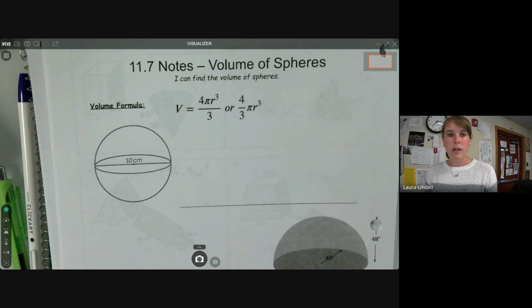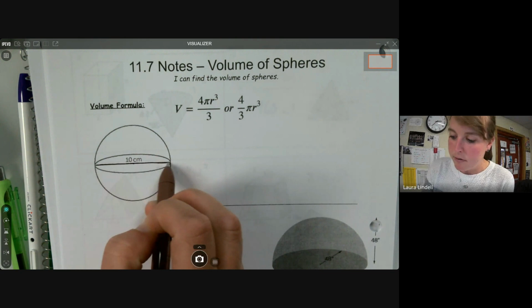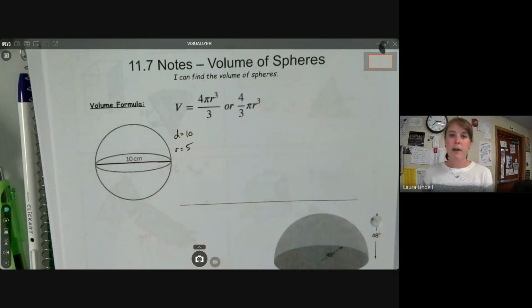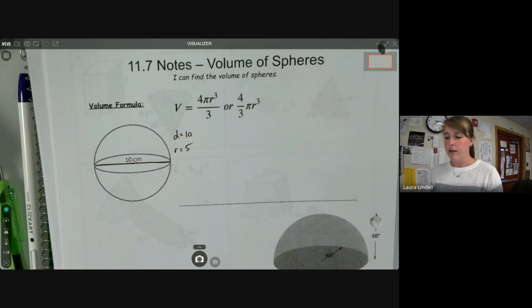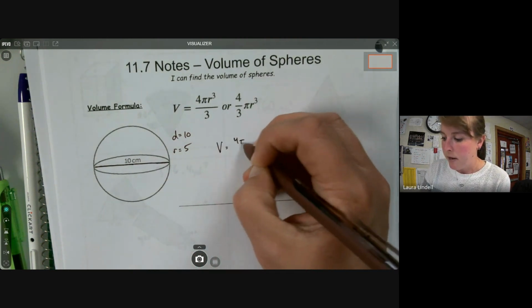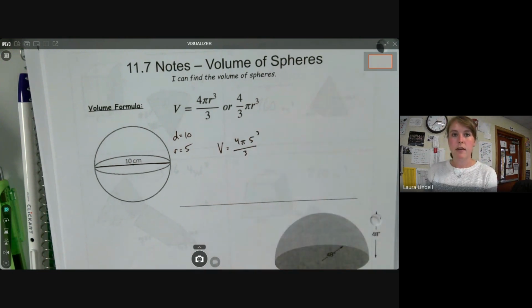So this all relies on the radius, just like the area of a circle formula does. On this one, we are given the diameter of 10 centimeters. So the radius is half of that, it must be 5. Now, all I need to do for volume is to go 4 times pi times 5 cubed divided by 3. That's all you got to do.